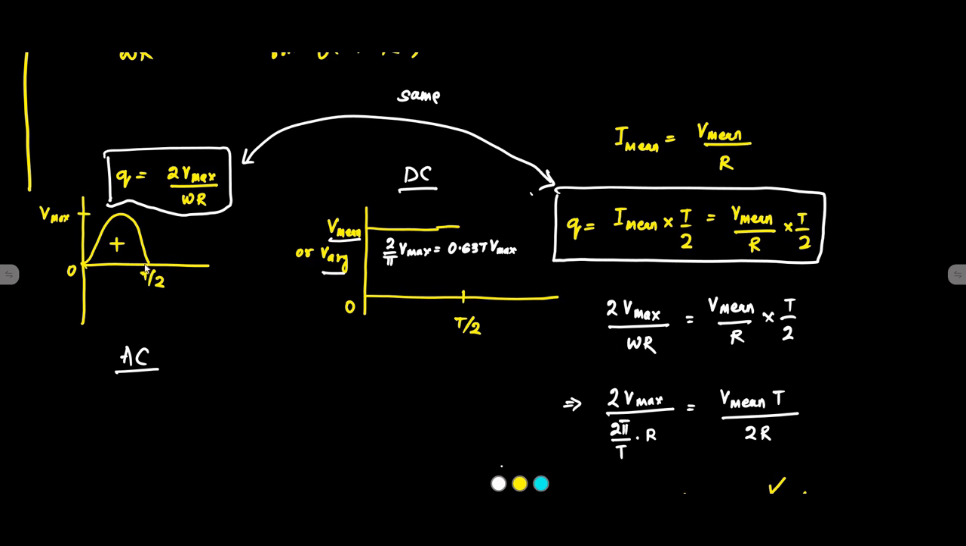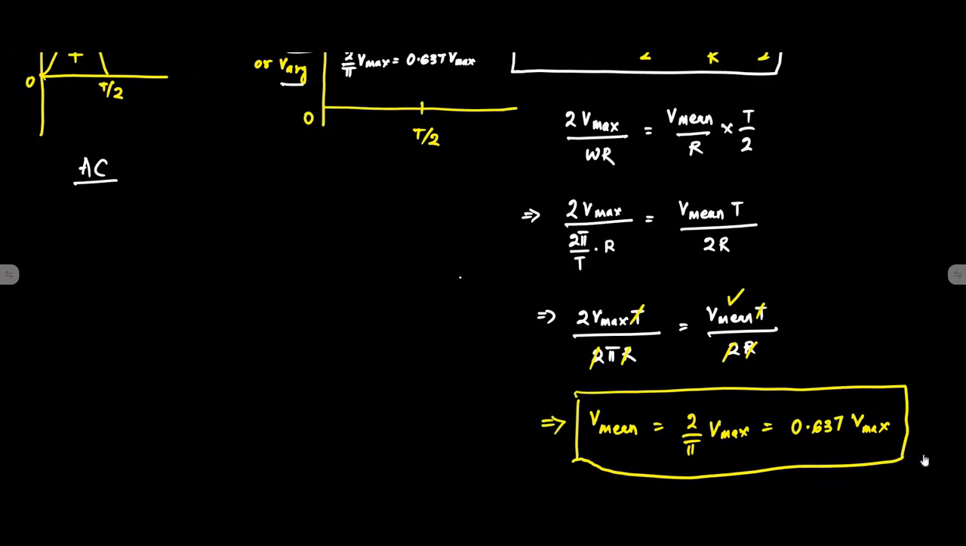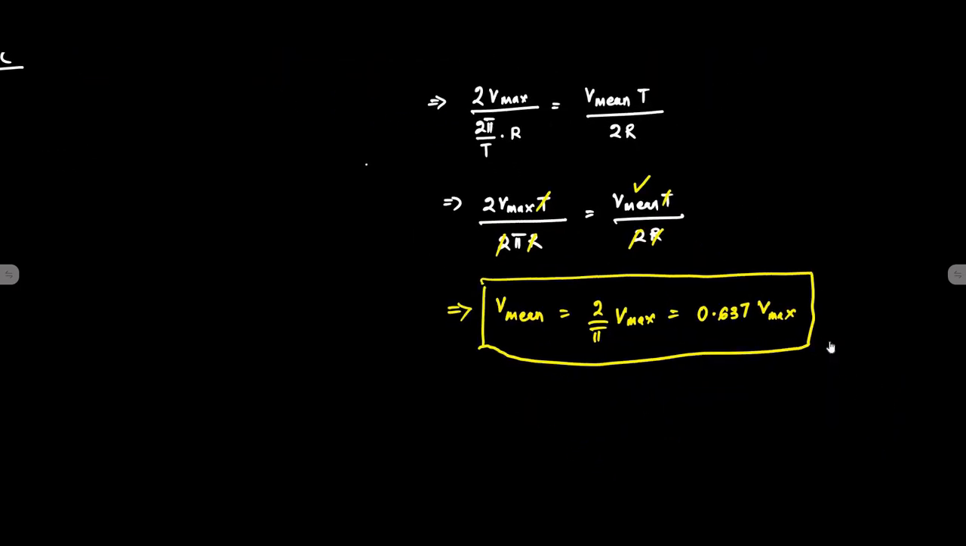I am repeatedly saying positive half cycle because we are only considering one half cycle. We are not considering the entire waveform, because then the DC value or average value would become 0, since the positive and negative cycles, which are of equal magnitude and opposite direction, cancel out each other. So here we have calculated the mean or average value, which is equal to 2 by pi V max, which is equal to 0.637 V max. Here we have mathematically derived it.